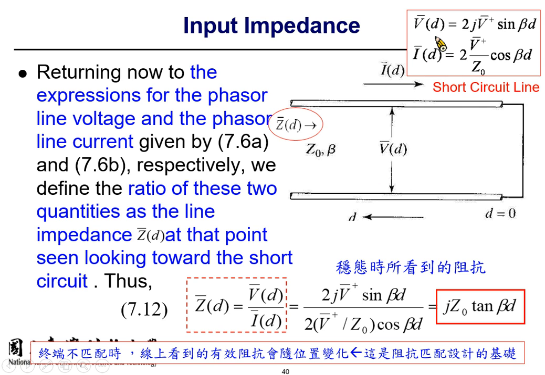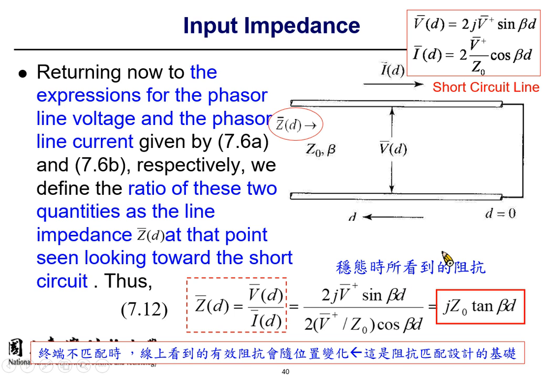However, if you do the division of the two expressions, that is, according to the definition, the input impedance Z is the ratio of V over I, then this function becomes a tangent function, right? You have sine beta d over cosine beta d. So it's basically, it becomes j times Z sub 0 tangent of beta d.